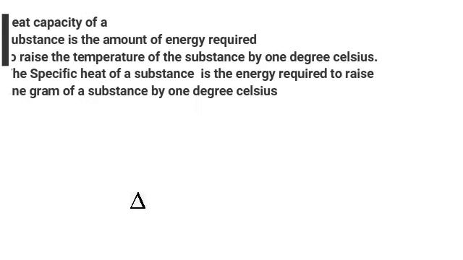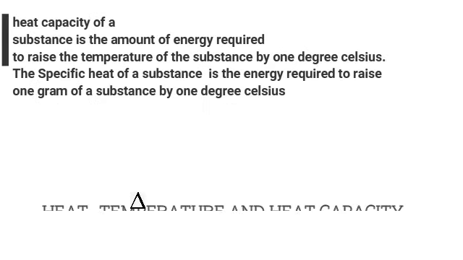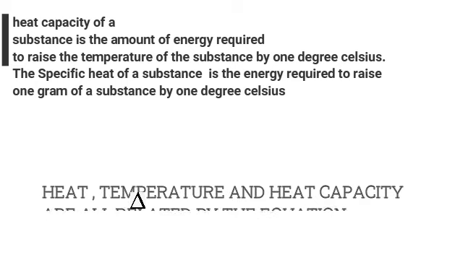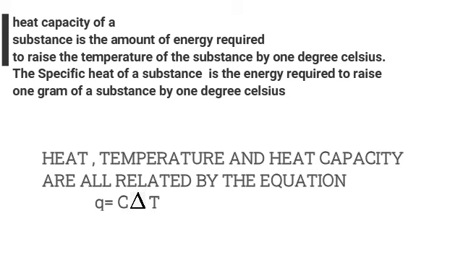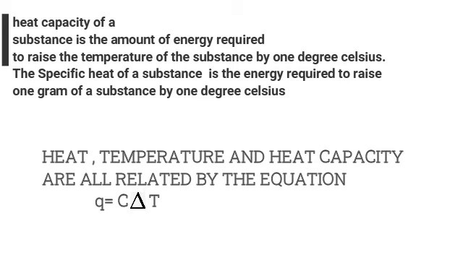From our previous lesson, we discussed that heat capacity of a substance is the amount of energy required to raise the temperature of the substance by 1 degree Celsius. We also discussed the specific heat of a substance, which is the energy required to raise 1 gram of a substance by 1 degree Celsius.